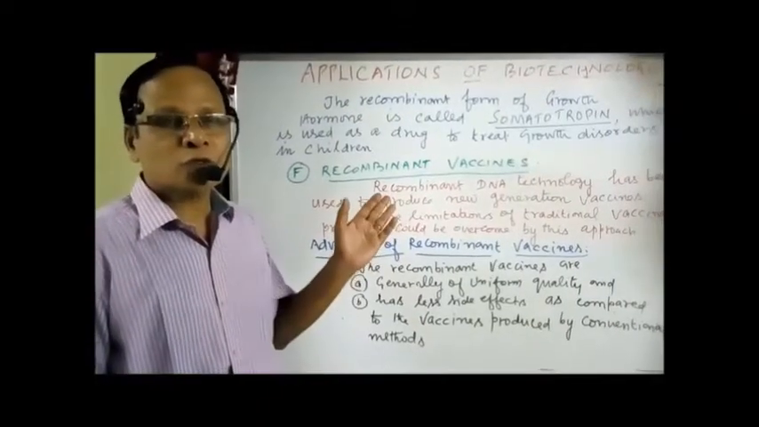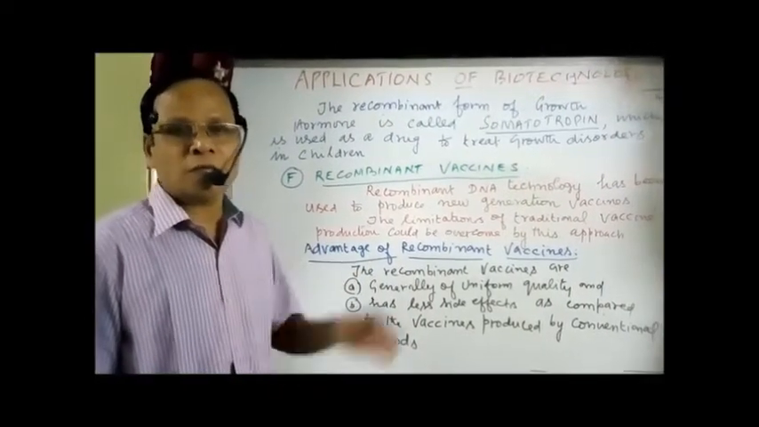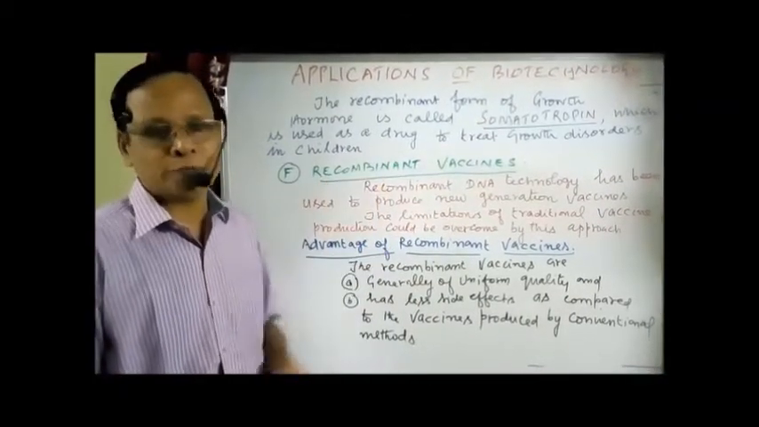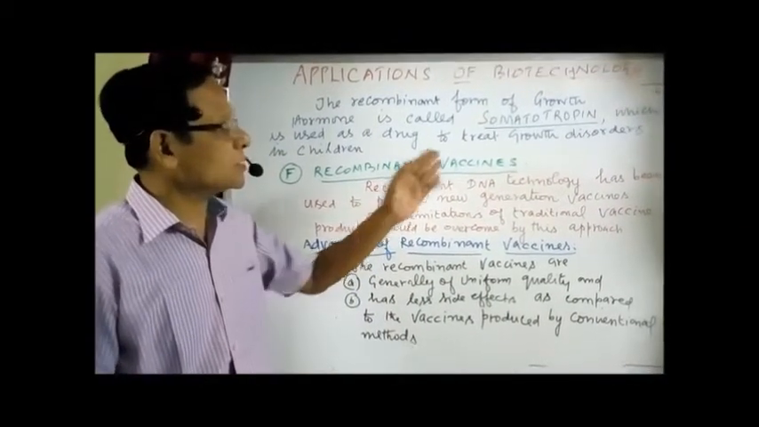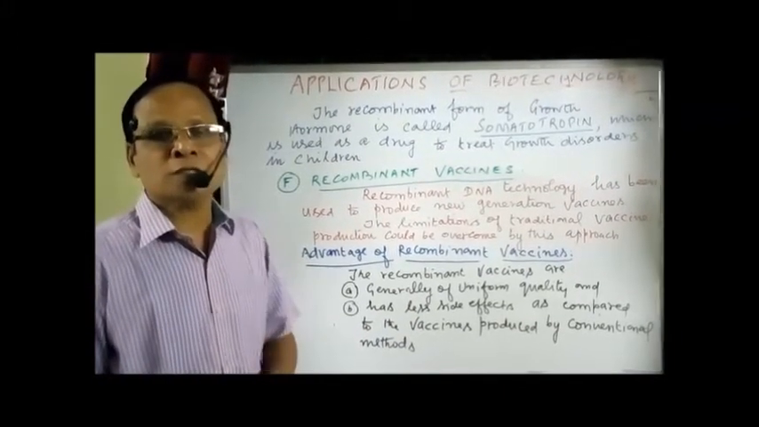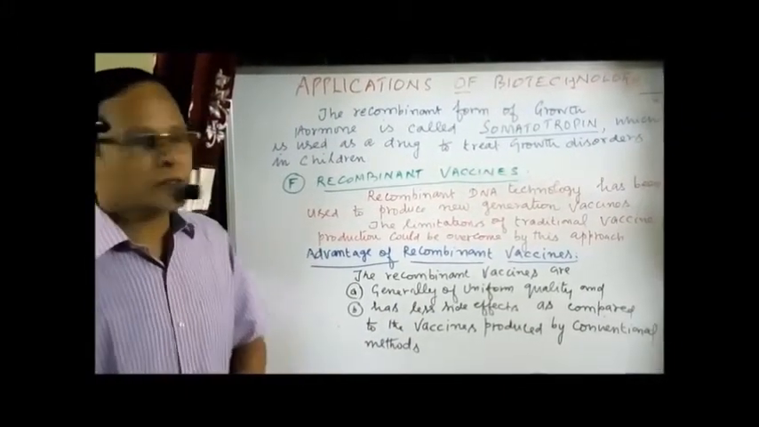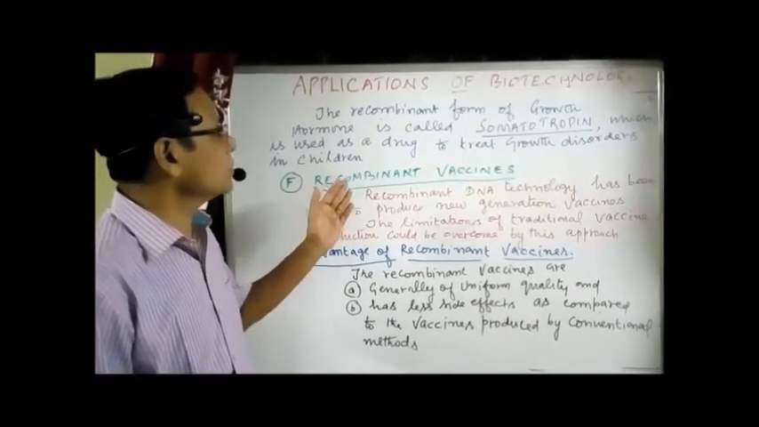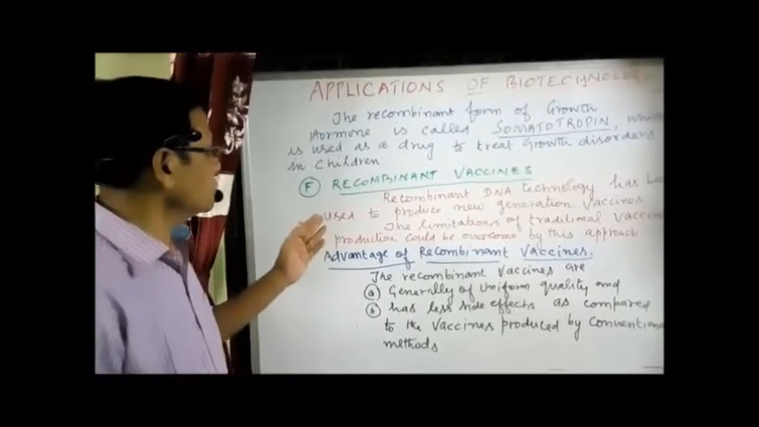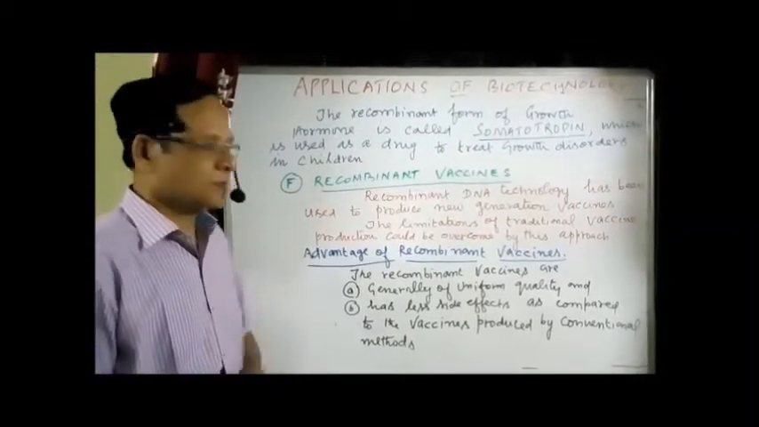I mentioned the use of growth hormone. The recombinant form of growth hormone is called somatotropin. That is used as a drug, which is normally used to treat growth disorders in the case of children. So with that I concluded the growth hormone. The next one we have to pass on to is recombinant vaccines.